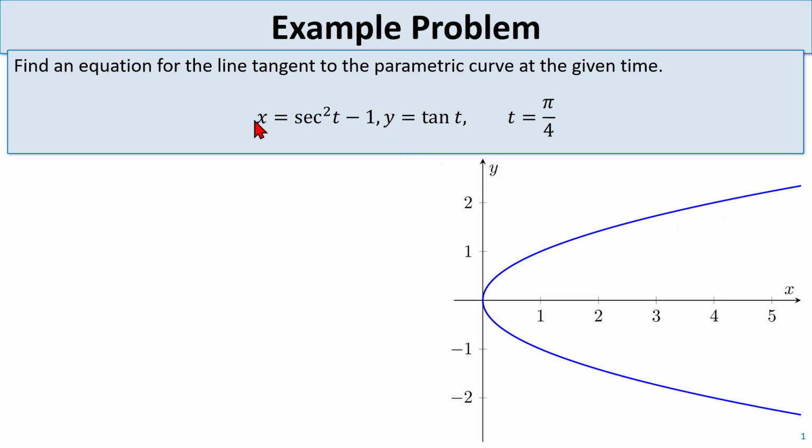Our parametric equations are x equals secant squared of t minus 1, and y is equal to tangent of t. We will find the tangent specifically when t is equal to pi over 4.